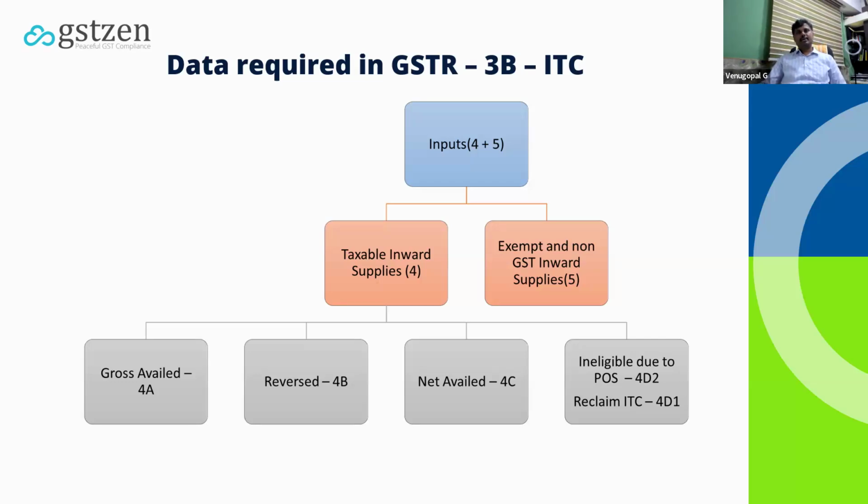Reversal will happen in 4B. If that reversal is permanent in nature, 4B1. If that reversal is temporary in nature, it goes to 4B2. The net credit that you will be availing is 4C. Whatever you have reversed as temporary in nature, you would be taking back as a credit in 4A5 by reporting it in 4D1. We call it reclaim ITC. If it is an ineligible credit, owing to place of supply not being your state, or the supplier has filed a record post 30th November, then it travels as an ineligible credit.